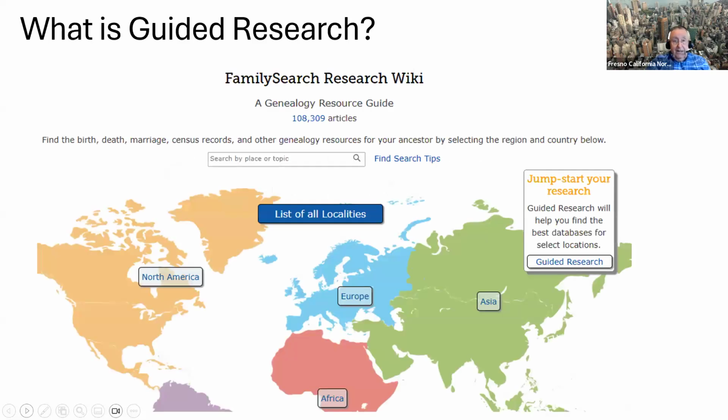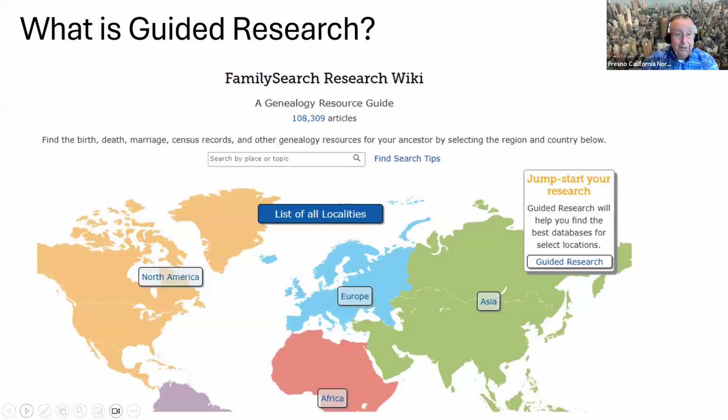Okay, now, guided research is also something that's found at the wiki. This was a tool that FamilySearch developed especially for beginners, but it works for anybody. The idea was that they would pick those areas of the world where there are good vital records and assist you in a very simple research process that should, about 80% of the time, give you the record you're looking for. So it should be about 80% accurate if you're looking for a record that actually does exist.